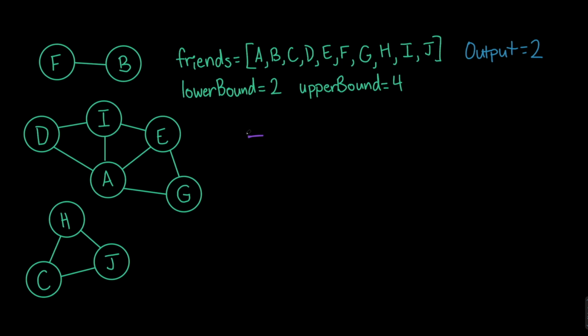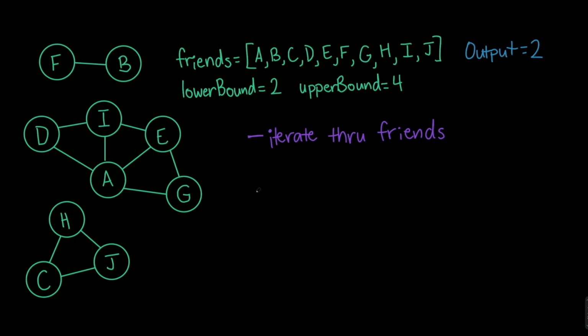So we know that we need to iterate through our friends array. So let's just say iterate through friends. And you can imagine that we would have a visited set or array, kind of depends how you want to do it, but some sort of way to track nodes that we visited already.